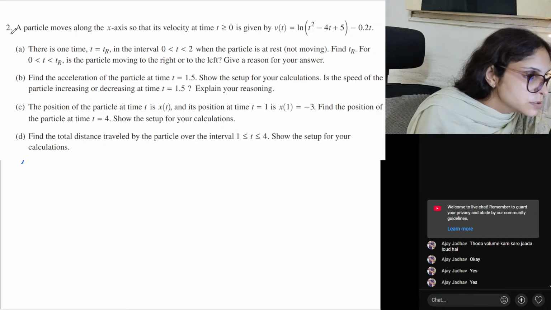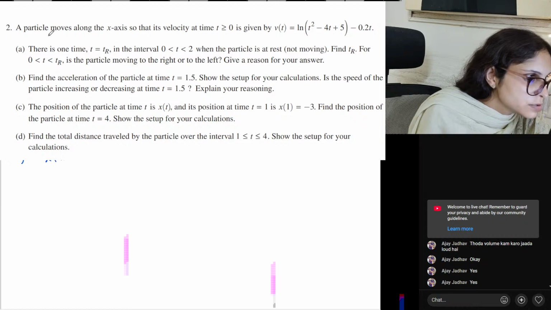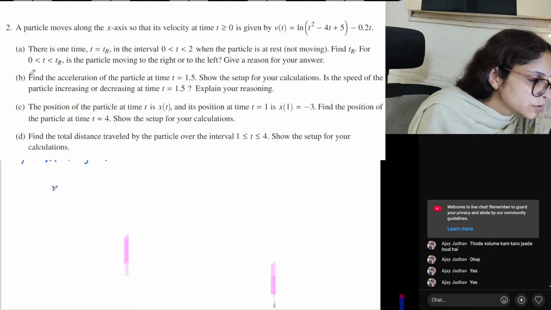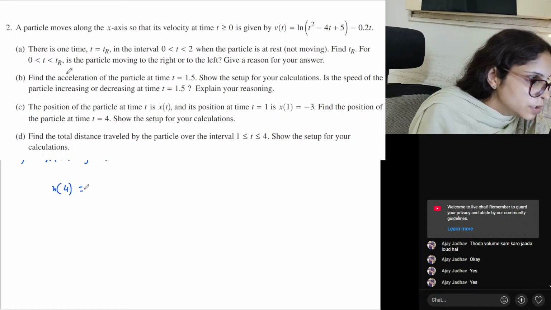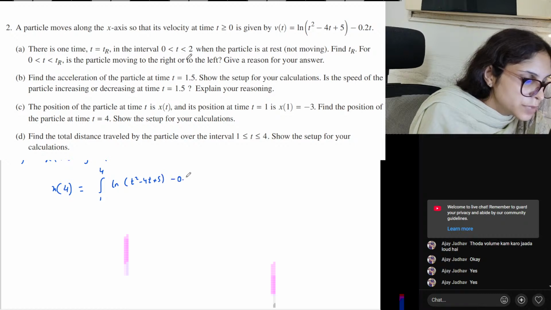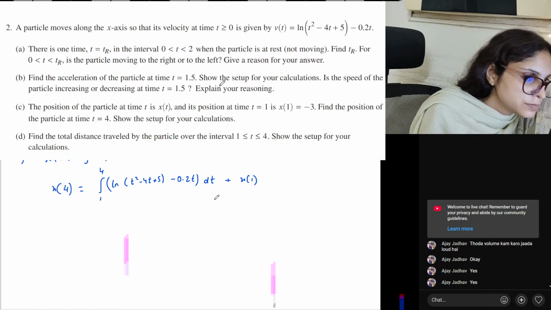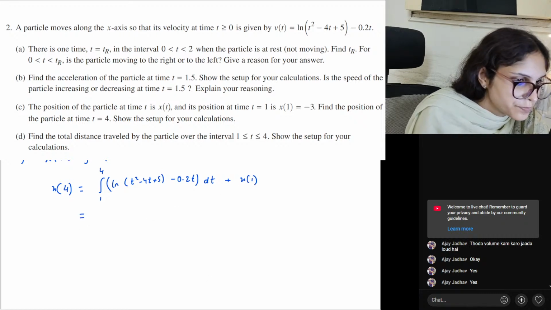So what you can see, x of t is the integral of v of t dt plus c. X of 4 will be the integral from 1 to 4 of ln t squared minus 4t plus 5 minus 0.2t dt plus x of 1.